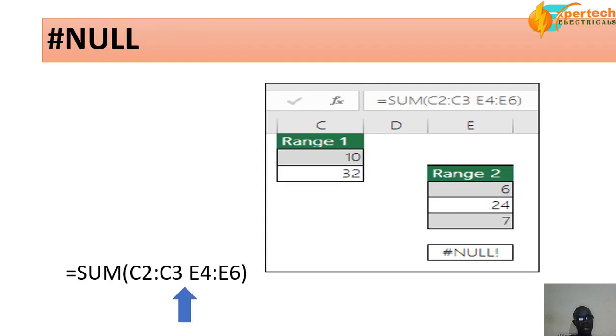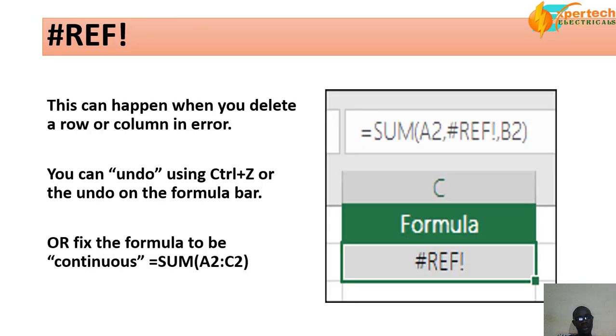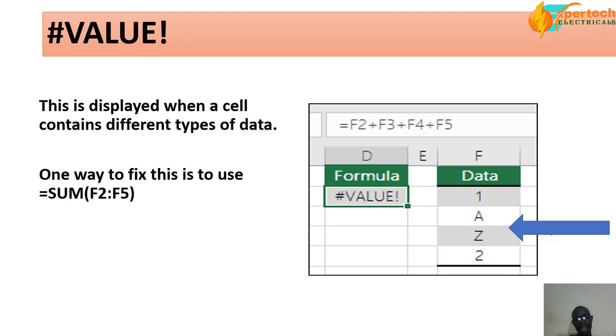Then we have a null error, we have reference. This can happen when you delete a row or a column in a formula. You can undo using Control Z or the undo on the formula bar, or fix the formula to be continuous. That's it, guys. How cool and awesome you can work with Excel.